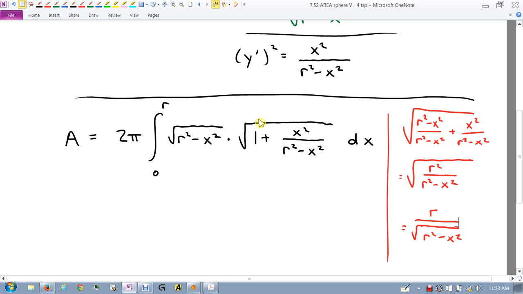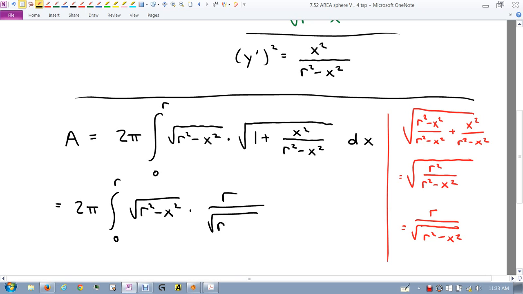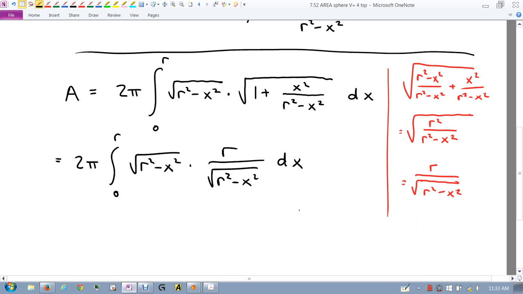So this whole thing right here, everything in this root is going to turn into this. And that is going to be a great thing. Yeah, everything cancels out except what, r? Root r squared minus x squared times r over root r squared minus x squared dx. The roots cancel, and you have the integral of a constant. Nice.